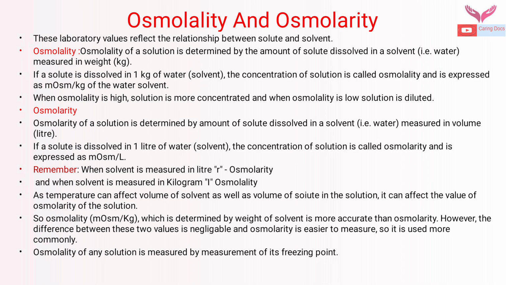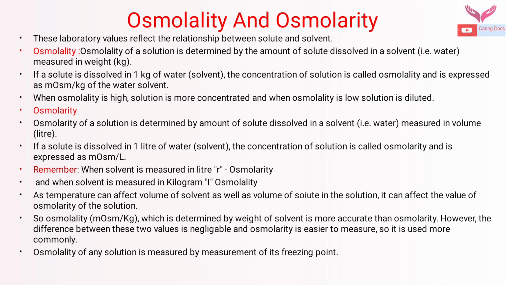Osmolarity and osmolality, these values reflect the relationship between the solute and the solvent. Osmolality of a solution is determined by the amount of solute dissolved in a solvent, for example water, which is measured in weight in kgs. If solute is dissolved in 1 kg of water, that is the solvent, the concentration of the solute is called osmolality, and it is expressed as milliosmol per kg of the water solvent. When osmolality is high, the solution is more concentrated, and vice versa. That is, when osmolality is low, the solution is diluted.